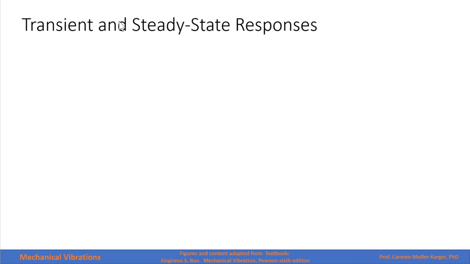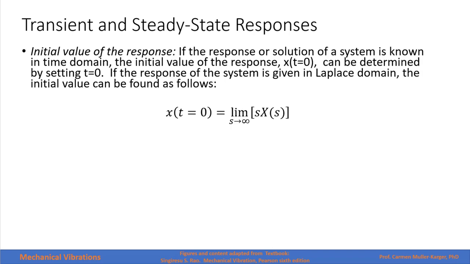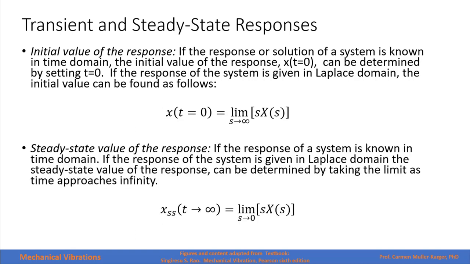We will talk about transient and steady-state responses. The initial value of a response is when time is equal to 0. If we are in the Laplace domain, that means when s goes to infinity, and it is the limit when s goes to infinity of s X(s). The steady-state response in the time domain is when time goes to infinity. In the Laplace domain, it is when s goes to 0, and it is the limit when s goes to 0 of s X(s). This first equation is called the initial value theorem, and this last equation right here is called the final value theorem.